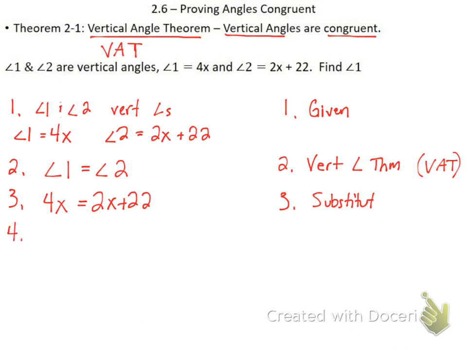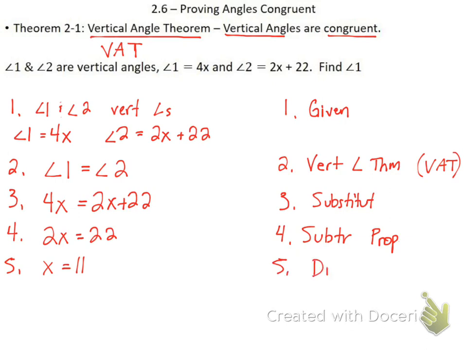With my fourth step, I'm going to subtract the 2x to the other side to get 2x is equal to 22. So again, I use subtraction property. Fifth step is I divide both sides by 2, so I get x is equal to 11, which is division property.